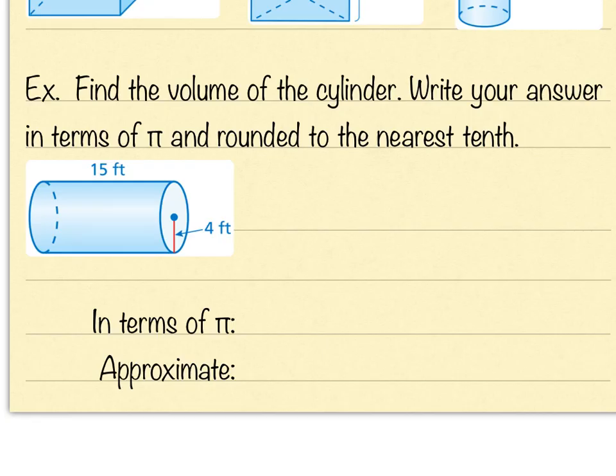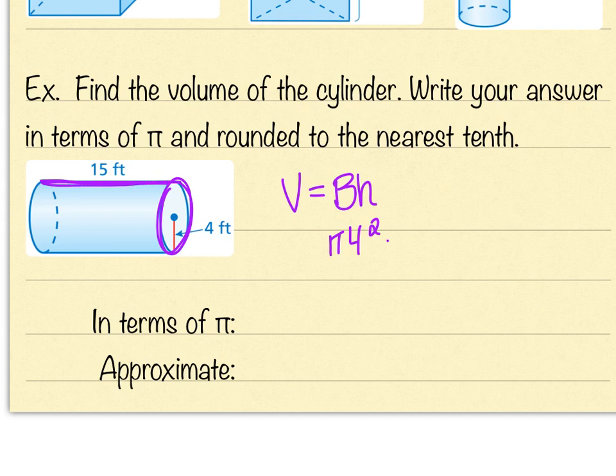So let's look at this first cylinder here. It says find the volume of the cylinder, write your answer in terms of pi, and round it to the nearest tenth. So because it's a prism, I'm going to use the formula V equals capital BH, but because it's a cylinder and my base is a circle, I'm going to use pi times the radius squared, and the radius in this circle happens to be 4. Now the height is going to be the distance between the two circles. Remember, height doesn't always have to go up and down. It's going to be the distance between my bases, and so that's going to be 15.